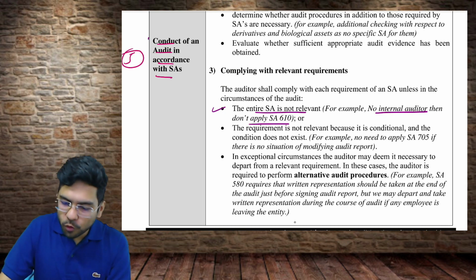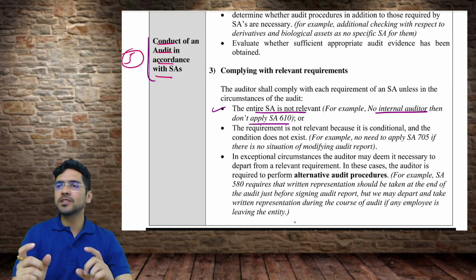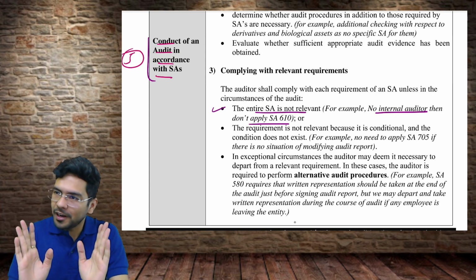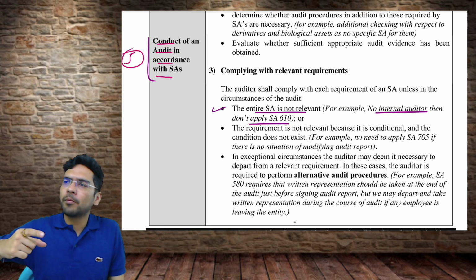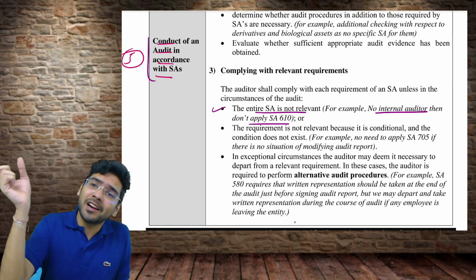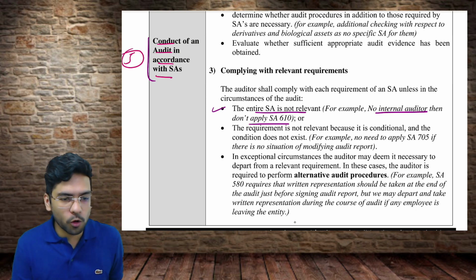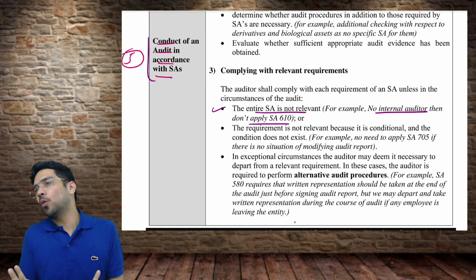So this is what you have to cover in conduct of audit in accordance with standards on auditing. The key thing to remember is, are standards on auditing mandatory? Yes. But are all standards on auditing mandatory to be complied with? No. Only the relevant standards on auditing, and in those relevant standards also you have to comply with the relevant portions of the standard. Okay. So with this, primarily SA 200 is over.